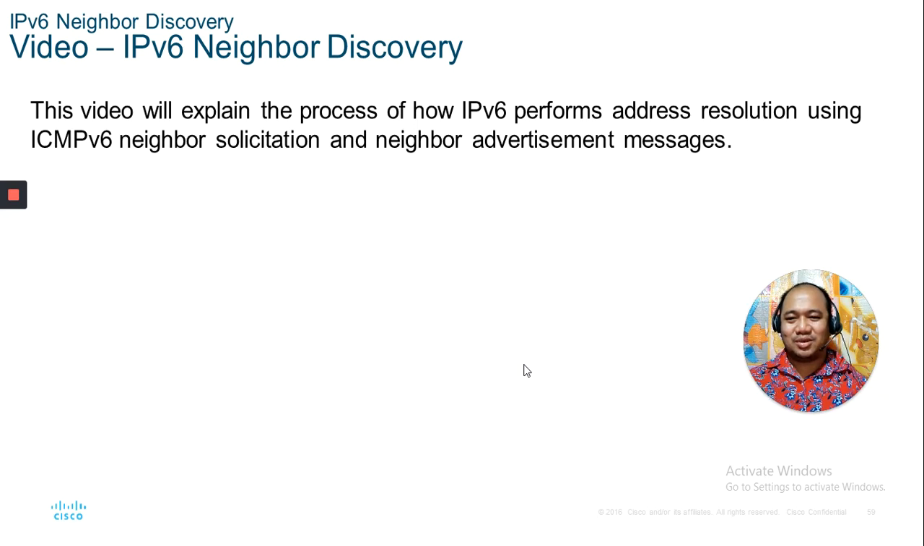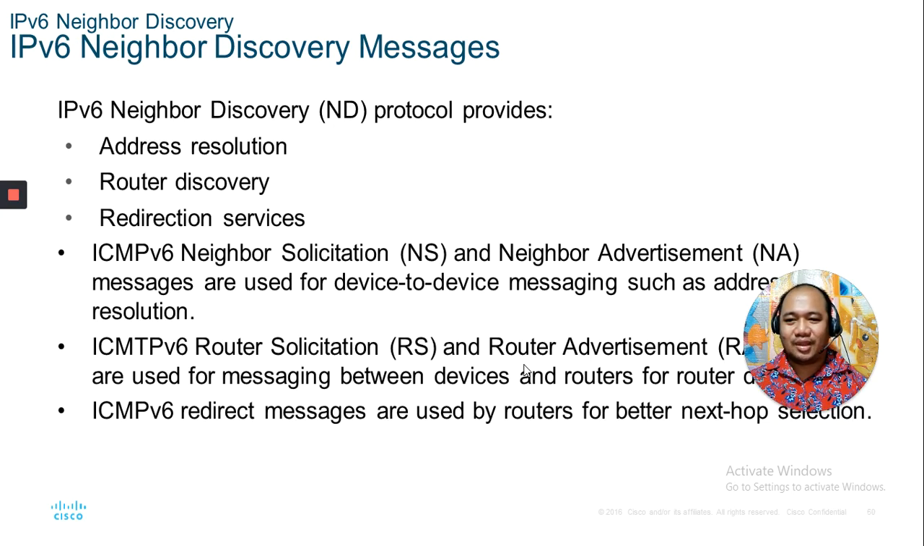Okay. Watch the video that will explain the process of how IP version 6 performs address resolution using ICMP version 6. Or you can use the command show ipv6 neighbors in privileged mode so that you can see the MAC address of your router and your neighbor router. IPv6 neighbor discovery protocol provides address resolution, router discovery, and redirection services. Okay, ICMP neighbor solicitation and advertisement.